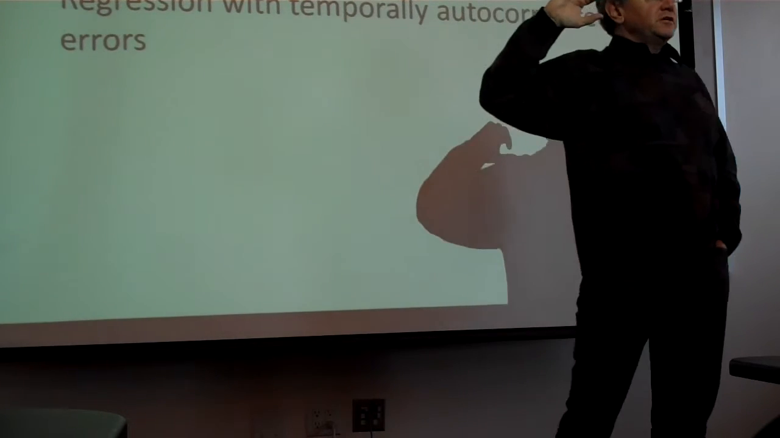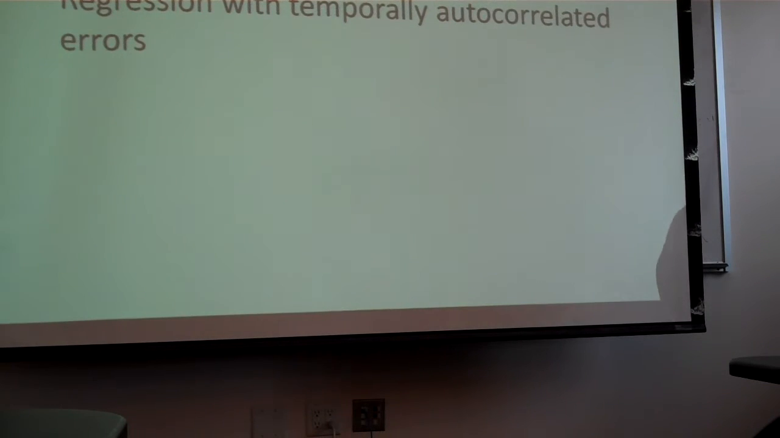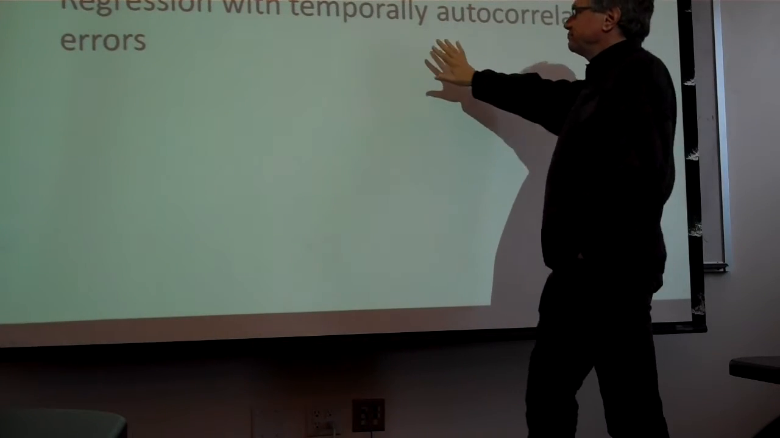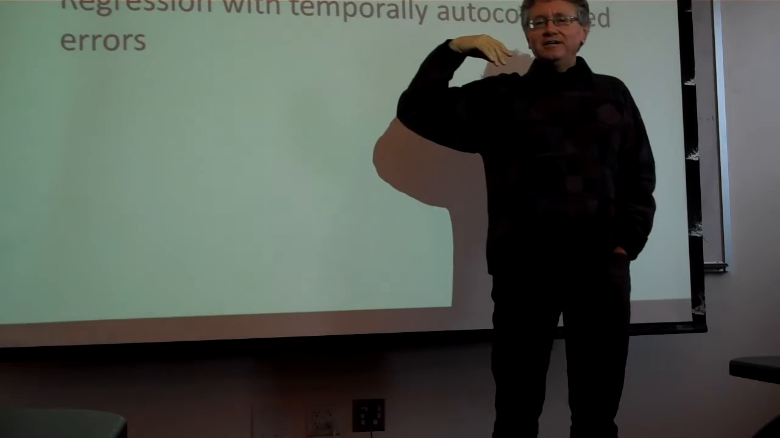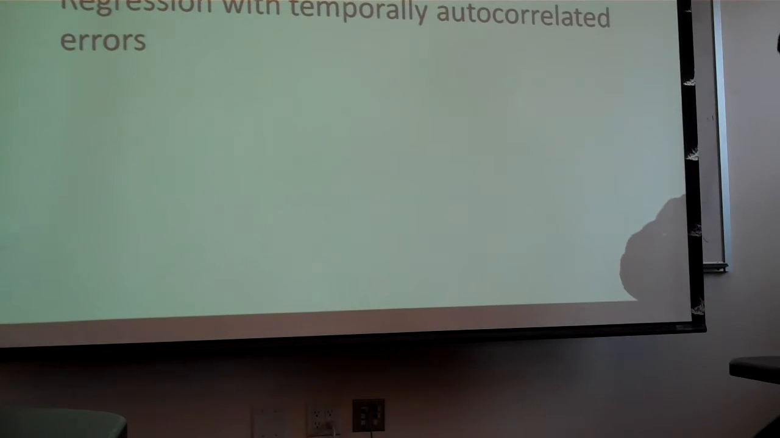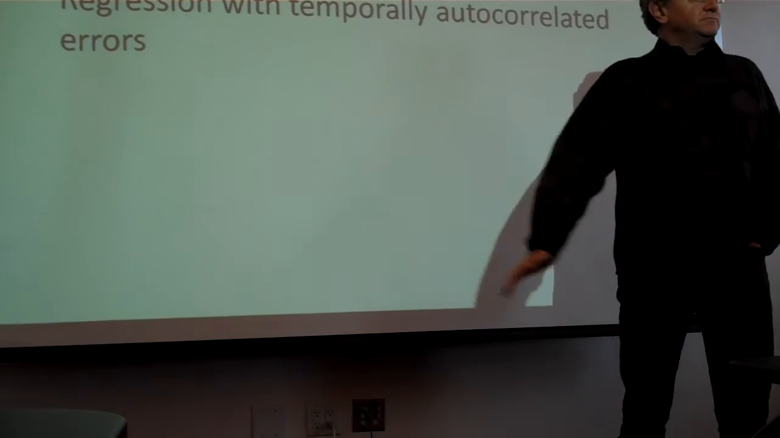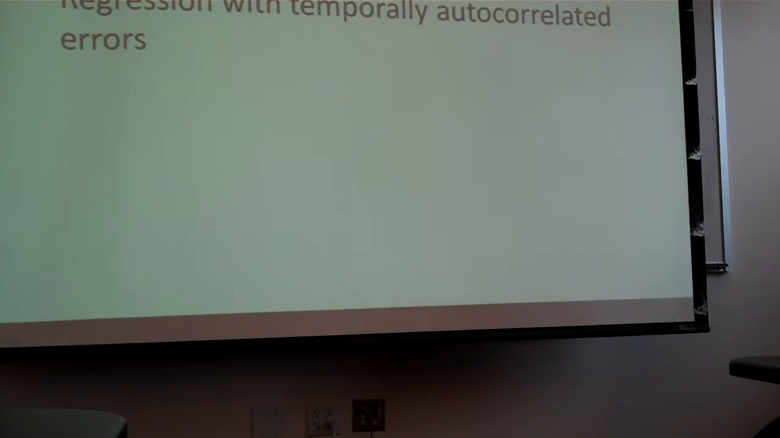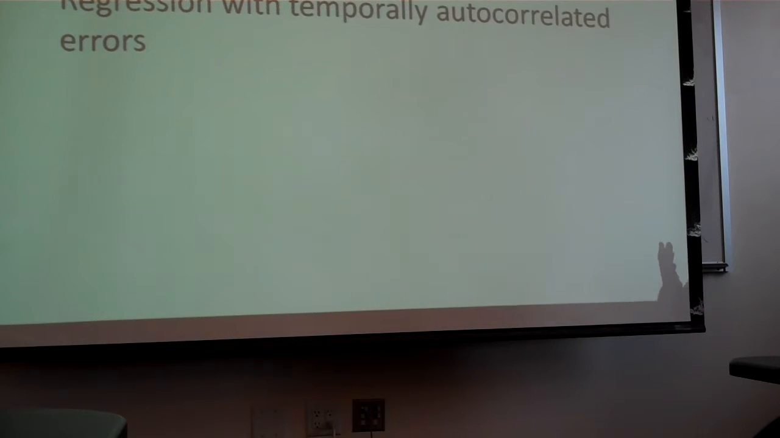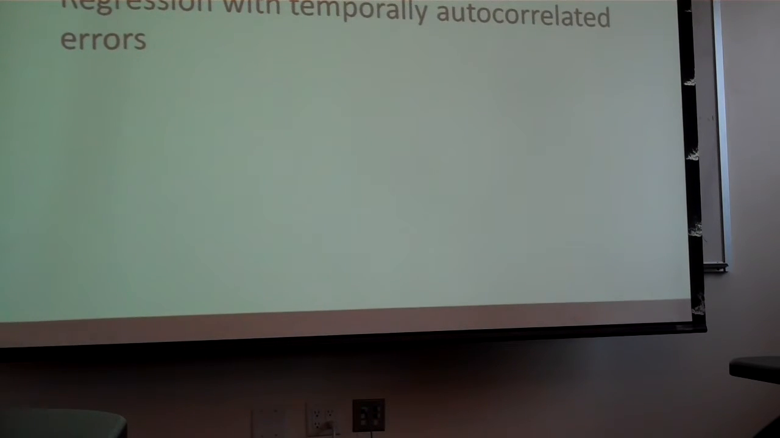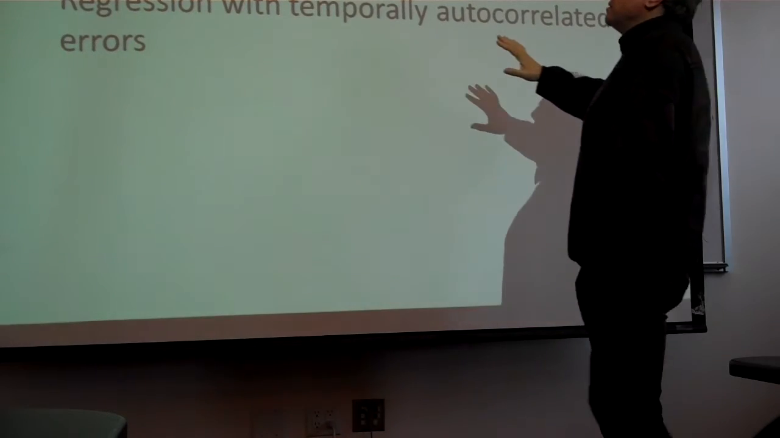Then spectral models, which focus on detecting and quantifying periodic components in a time series, and then coming back again to how to do regression when you're working with temporal data where the errors themselves may be temporally autocorrelated. And in fact, the solution is very similar to the solution when you're doing spatial regression. It's just a different kind of correlation structure. So today we're going to focus on ARIMA models.